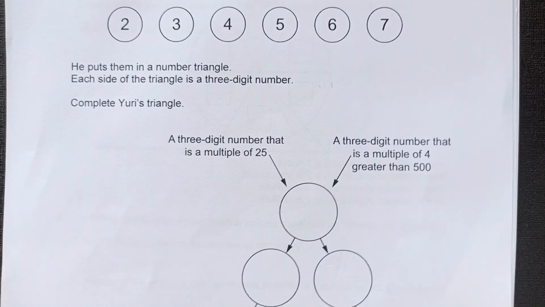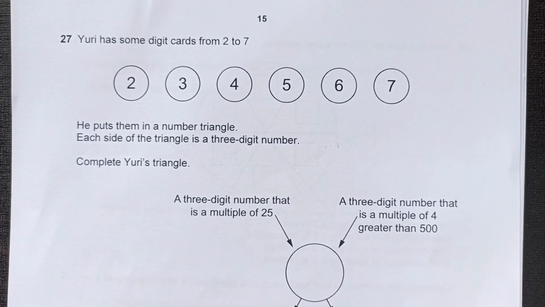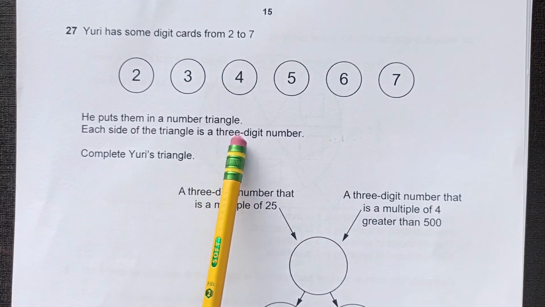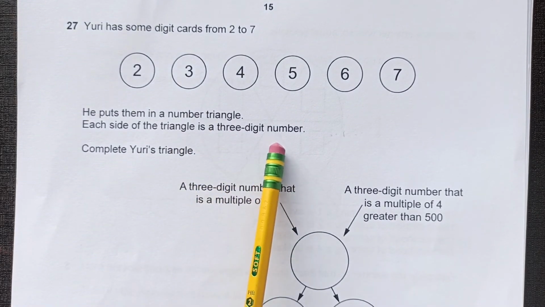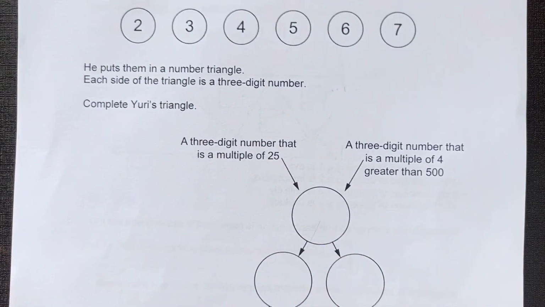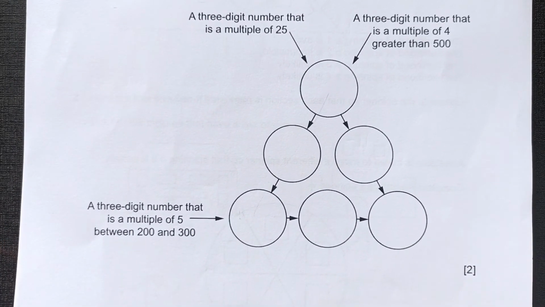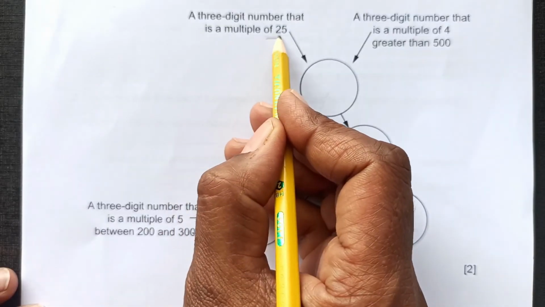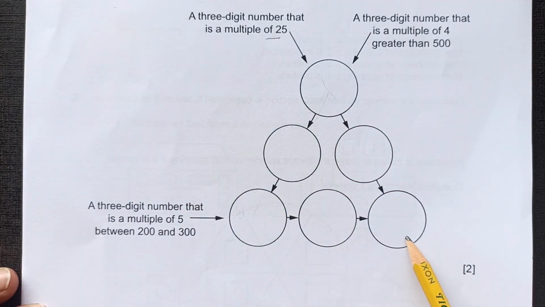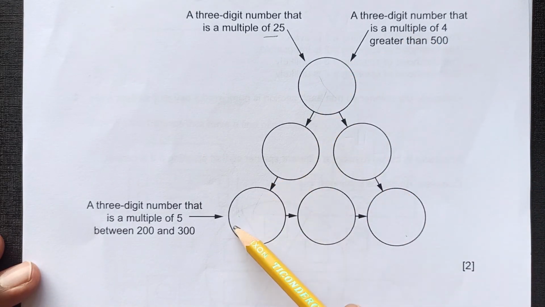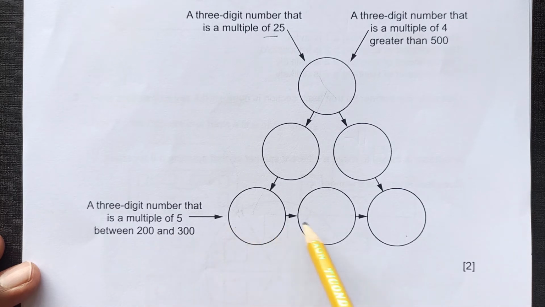Okay, number 27. Yuri has some digit cards from 2 to 7. We can see the digit cards here. He puts them in a number triangle. Each side of the triangle is a 3-digit number. Complete Yuri's triangle. This seems to be tricky. Let's see. One side is a 3-digit number that is a multiple of 25. Another side is a 3-digit number that is a multiple of 4 greater than 5. And this side is a 3-digit number that is a multiple of 5 between 200 and 300.